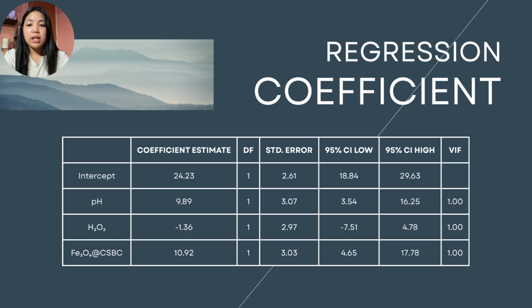The ANOVA findings were further supported by the regression coefficients. Both pH and catalyst dosage had positive coefficients, meaning that as their values increased, degradation efficiency also increased. On the other hand, hydrogen peroxide concentration had a negative coefficient of negative 1.36, indicating that higher concentrations may slightly reduce efficiency. This again points to the scavenging effect of excess hydrogen peroxide, which interferes with the availability of hydroxyl radicals.